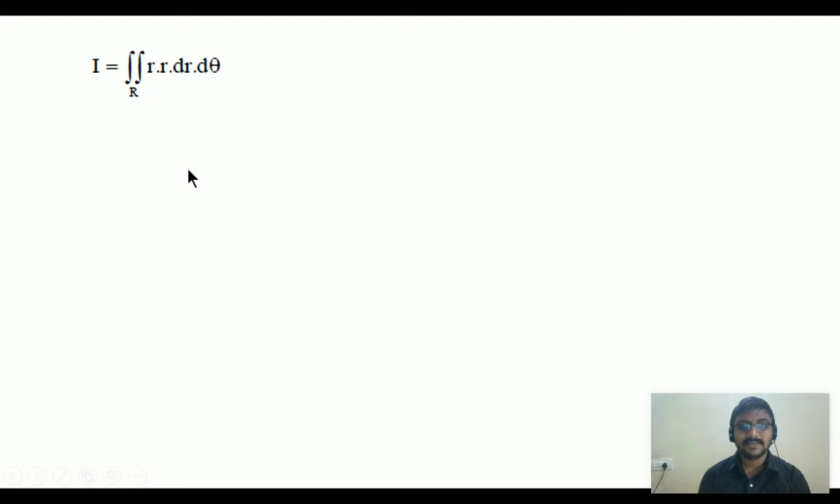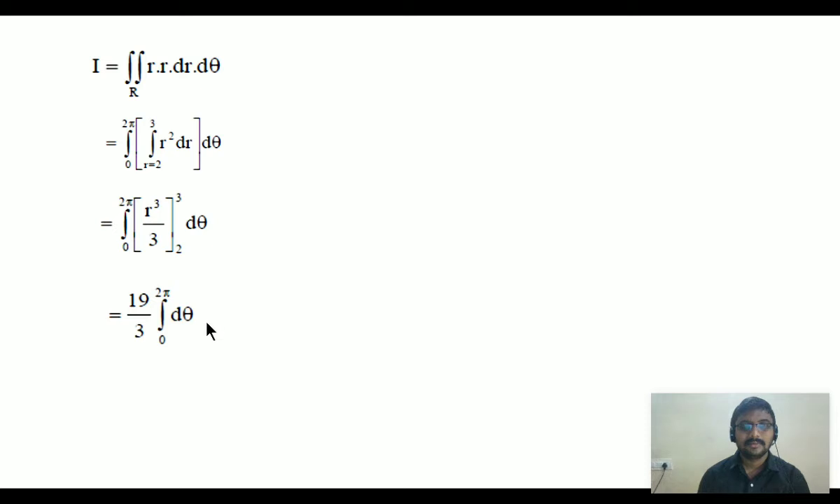That is, in the given integral dx dy is replaced with r dr d theta, and the integrand is r square. First we have to apply integration with respect to r, and then theta. R limits from 2 to 3. But what is the integration of r square? R cube by 3. Substituting the upper limit as 3 and then the lower limit as 2. Simplifying. Now we have to apply the integration with respect to theta.